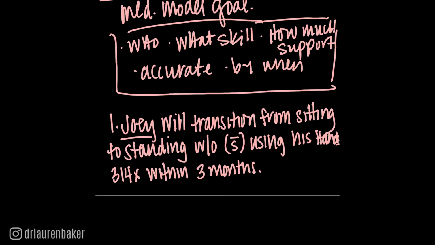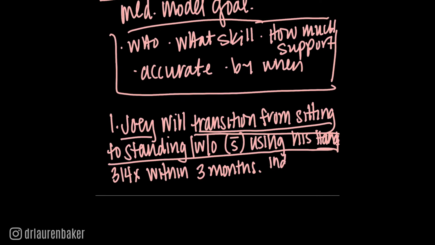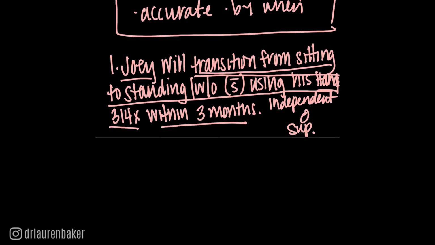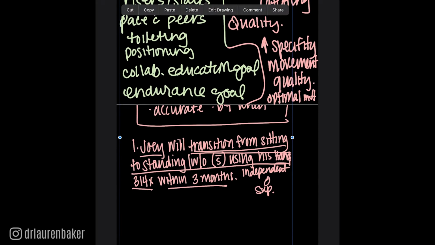Depending on Joey's level of independence right now, 3 months might seem like a long time, or 3 months might seem quick. So essentially, who, Joey; what skill, transitioning from sitting to standing without using his hands. How much support? Technically, because I said without using his hands, it's inferred that it's independent. So essentially there'd be 0 support. Accuracy, 3 out of 4 times, and by when? Within 3 months.